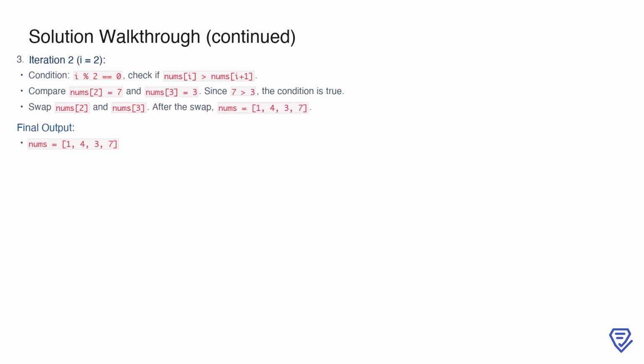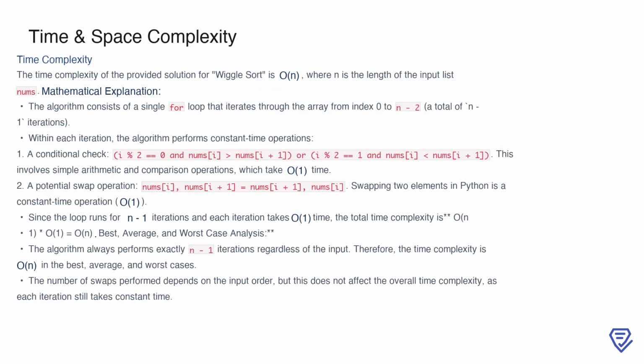peaks and valleys. The time complexity of the wiggle sort solution is O(n), where n represents the length of the input list, nums. This is because the algorithm operates using a single for loop that iterates from the start of the list to the second to last element. Specifically, the loop runs for n-1 iterations. Within each iteration, the algorithm performs a constant time operation.